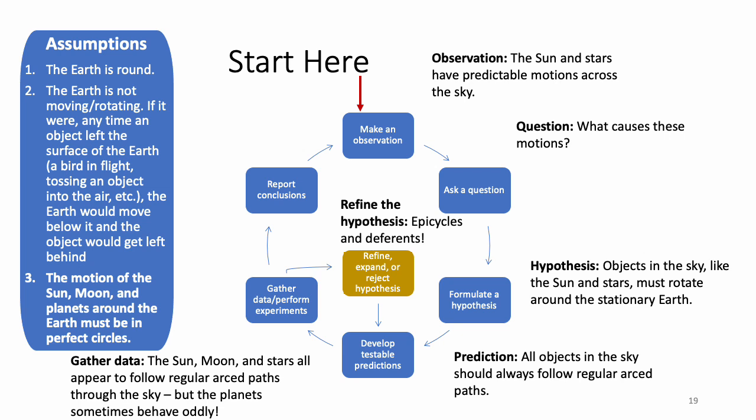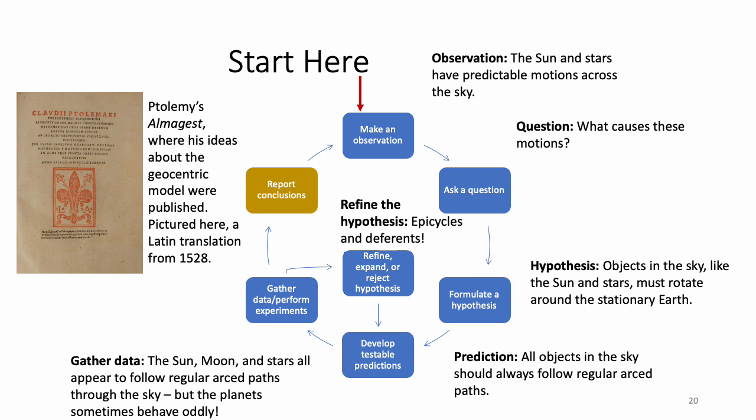And so now, with epicycles and deferents, we have refined our hypothesis to include them. And so this is the newest way, after Aristotle, to explain the predictable motions across the sky for the sun and moon and stars. And as this task says, report conclusions, Ptolemy did report his conclusions about his ideas of his new geocentric model, which of course were published in Latin in 1528, centuries after Aristotle and his geocentric model.